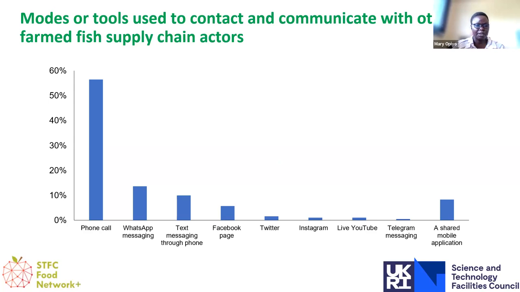WhatsApp messages were only used by around 12%. Text messages through phone by around 10%. Facebook, and there were a few people who were using Twitter, Instagram, live YouTube, Telegram messaging, and also a shared mobile application. So these are the apps whereby you find that there is an app which exists in the market and a farmer is able to share through that app that they have harvested fish, the quantities that they have harvested, and they are able to communicate with the client at the other end on how to sell the fish.